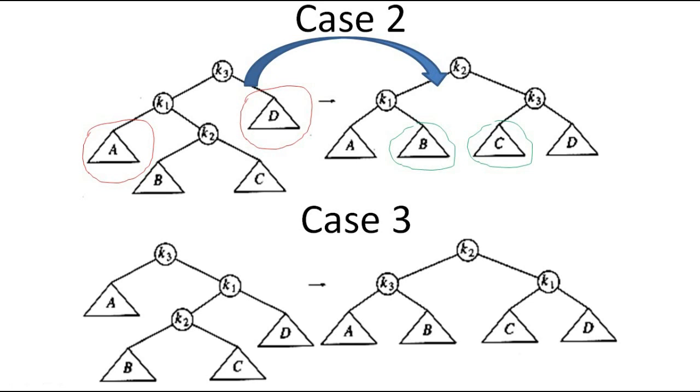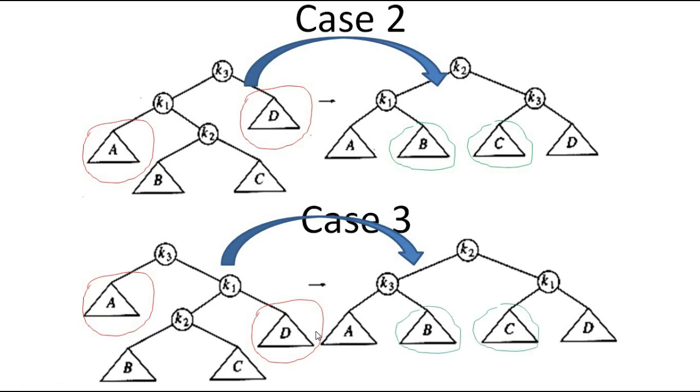For case 3, we have to convert right left rotation into the normal form. That is, the A value and D value is not changed, only the B value and C value is changed here. In the earlier case, the B is located in the left side of the K2 and now it's located in the right side of the K3. C is located in the right side of the K2. Now it's located in the left side of the K1.